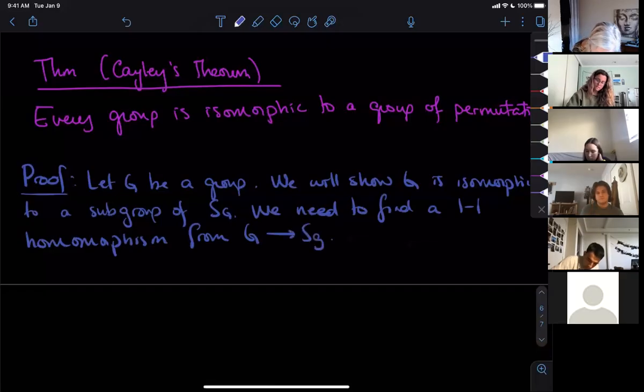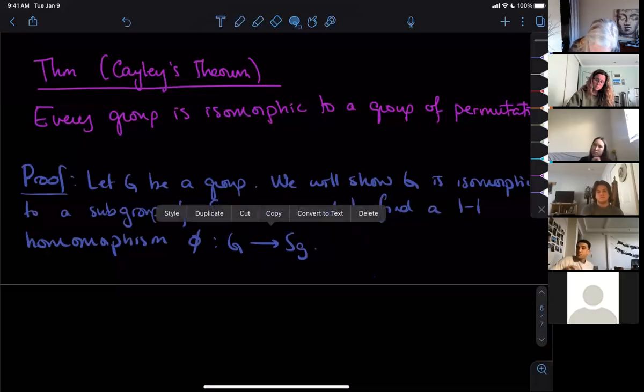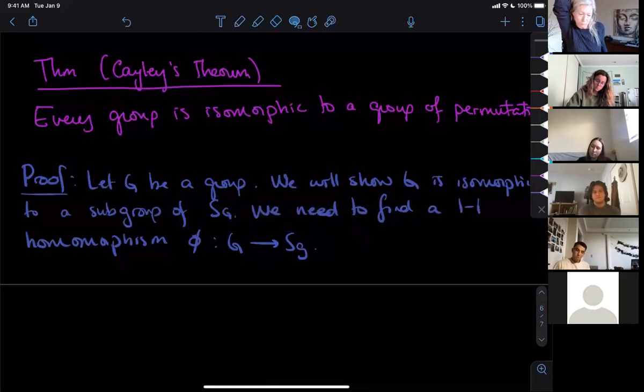Let's call it phi. No, why not do it that way? One-to-one and homomorphism, why didn't I also say onto? That should be a capital G. Why didn't I also say onto?